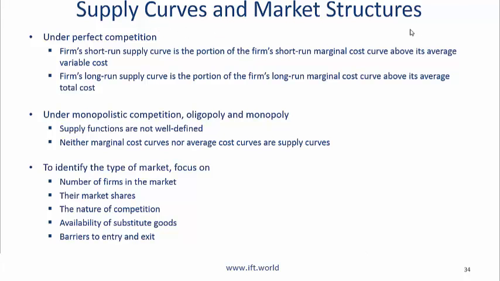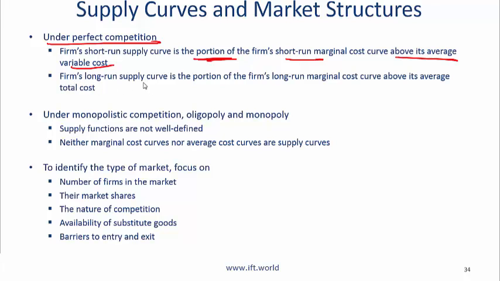Supply curves and market structures. Under perfect competition, a firm's short-run supply curve is the portion of the firm's short-run marginal cost curve above its average variable cost. And we've seen this before. Below the average variable cost, the firm should just shut down.